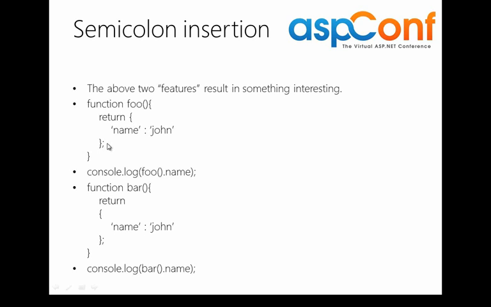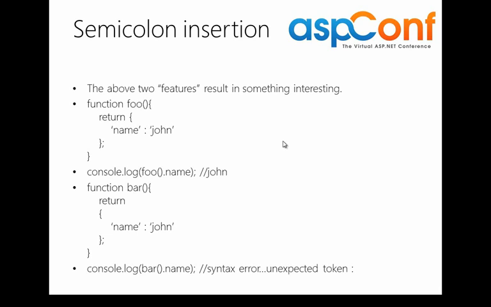When you're returning an object from a function, like over here, we're returning a JavaScript object that has name set to John, and over here we're returning it's pretty much the same thing. The only difference here is that the curly brace starts on the next line. Now if you run this, the first one would log John, the second one would actually result in an error. It would say unexpected token, colon.